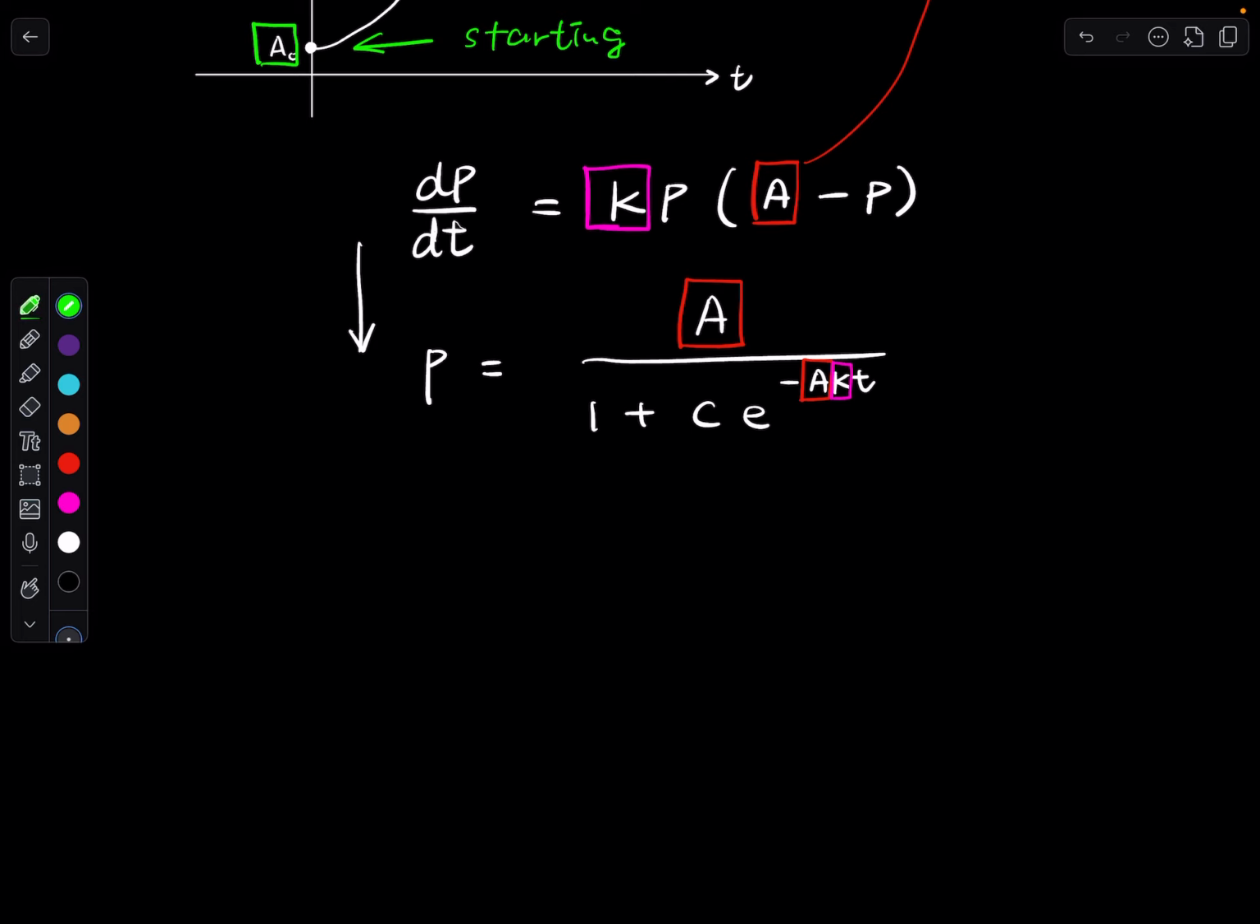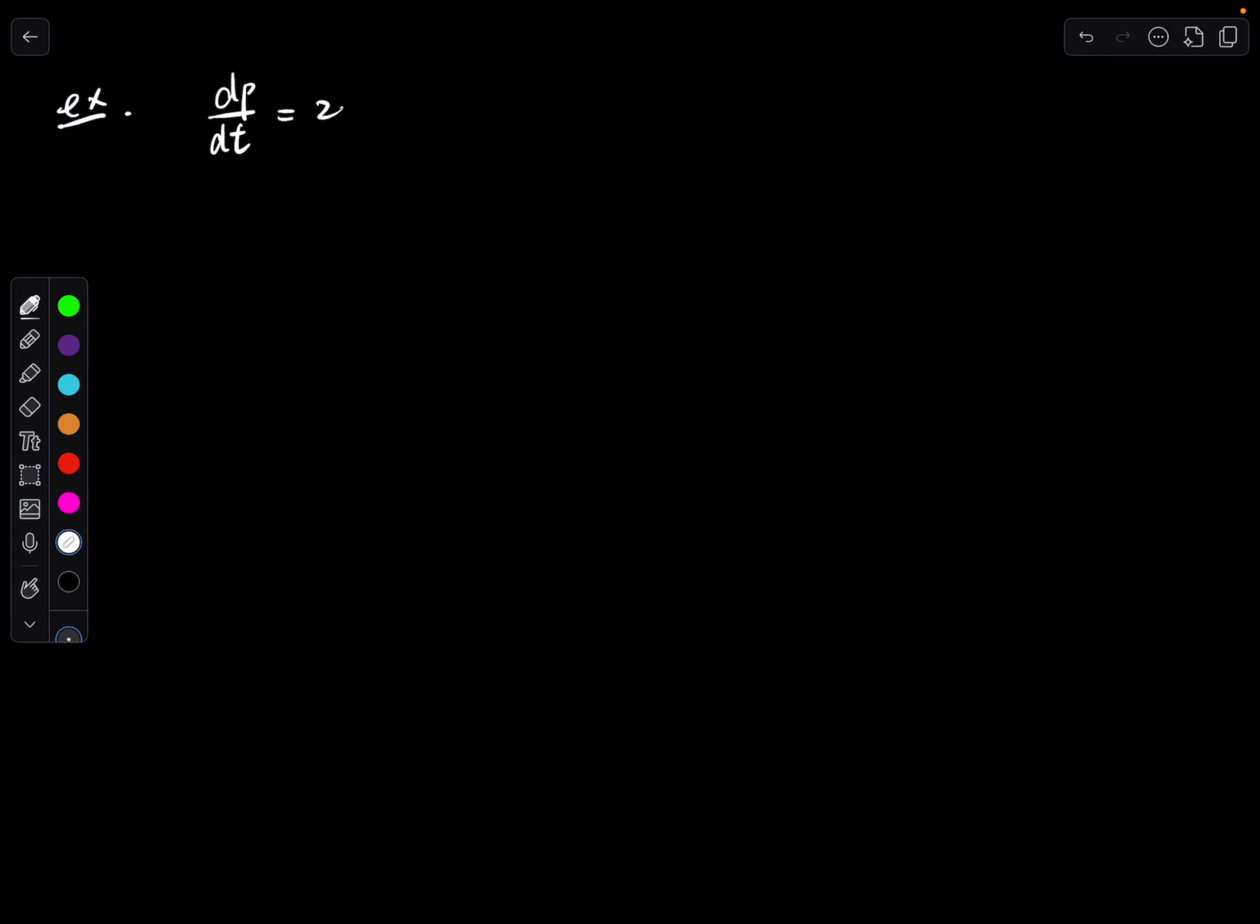So what does that do? Well, it doesn't really do anything, but this green box, A over 1 plus C, will give you your starting value, P0. So let me show you how the math works. For example, we have the equation dP over dt equals 20P minus 0.1P squared. And let's say I gave you an initial condition of P0 equals 20.